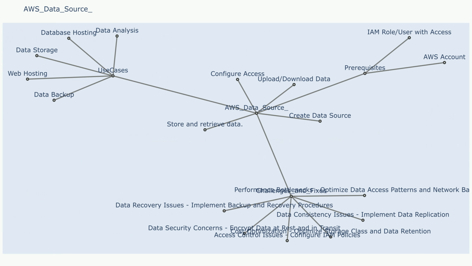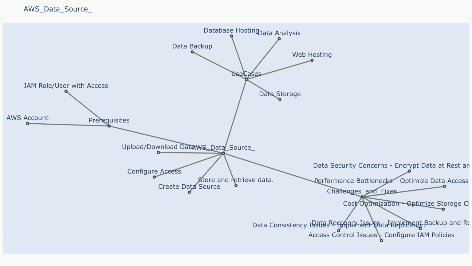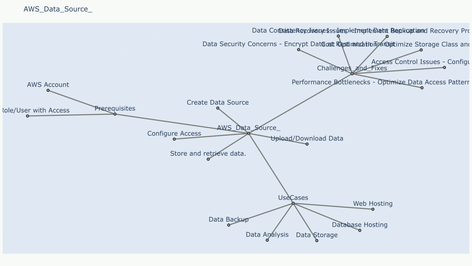IAM role: user with access. You must have appropriate permissions to interact with the specific data source. These permissions allow you to create, manage, and access data within the service.